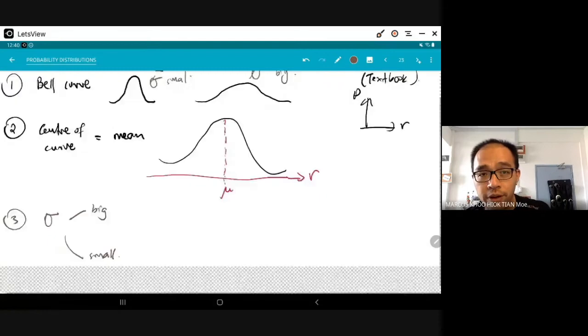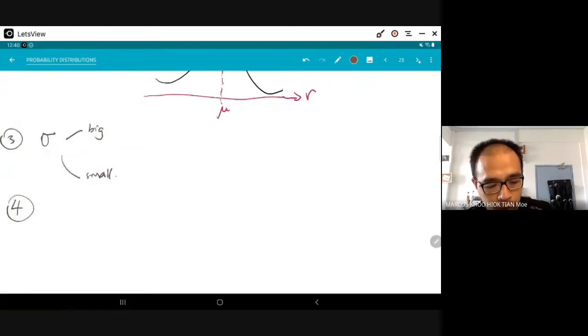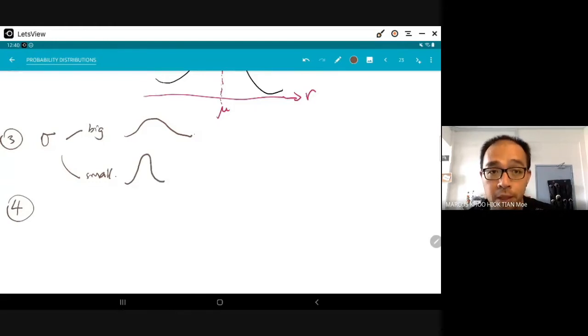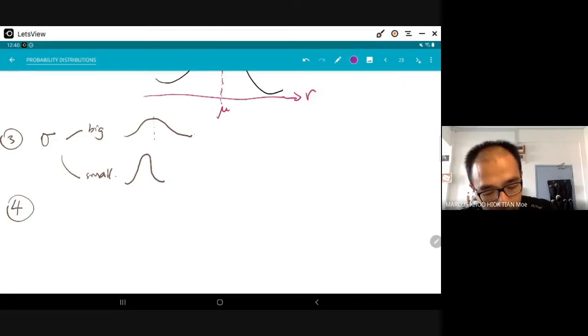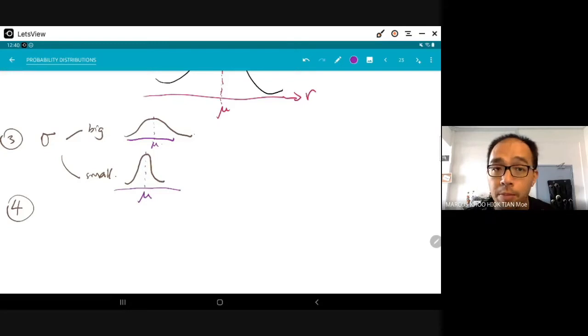So this one is big standard deviation, whereas this one is small standard deviation. These are all very important characteristics. For the big one, the curve will look very flat. The small one will look very tall and very thin. But whether it is short and fat or tall and thin, the point is still the same. The center of the curve always is the mean.